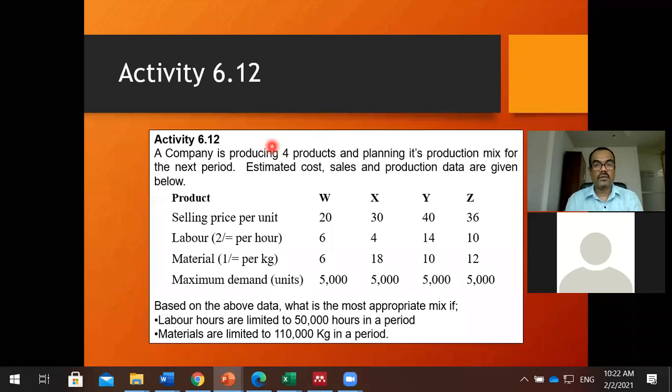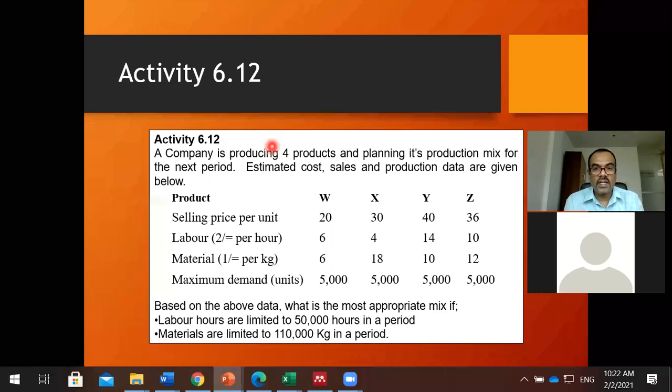So take this example. A company is producing 4 products and planning its production mix for the next period. Estimated costs, sales, and production data are given below. Four products: W, X, Y, Z. Selling price is given. Labor cost is given. Material cost is given. Minimum demand is given. Right?